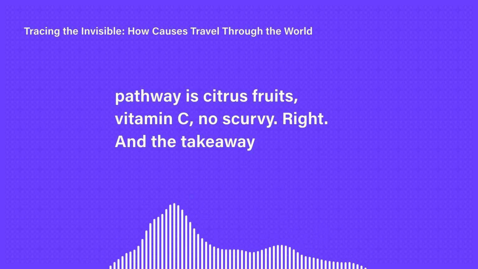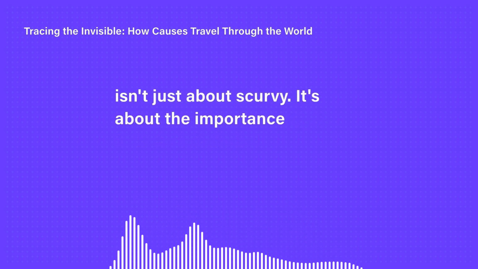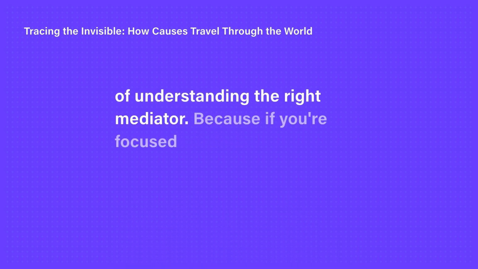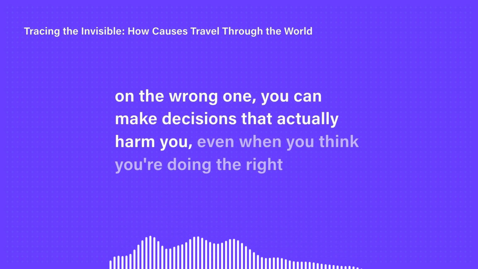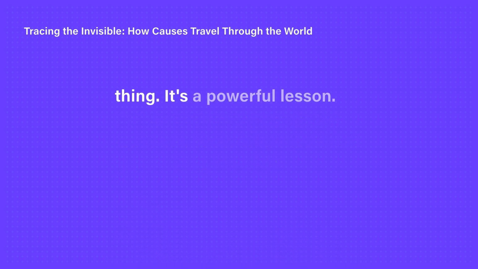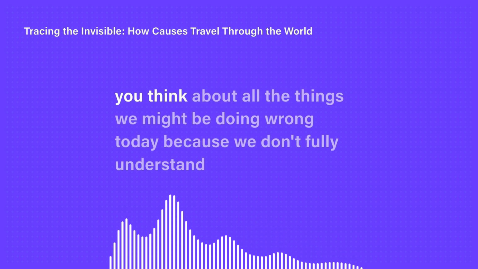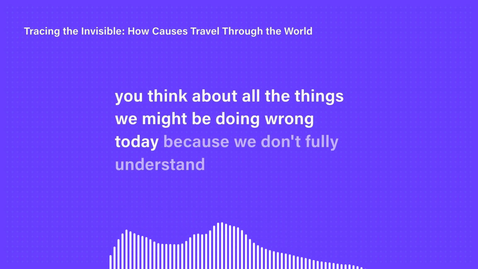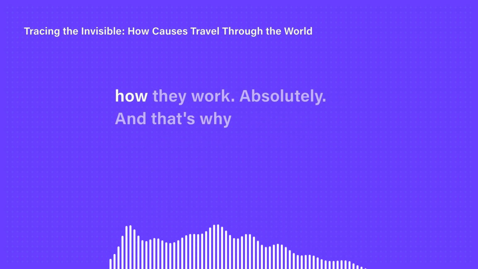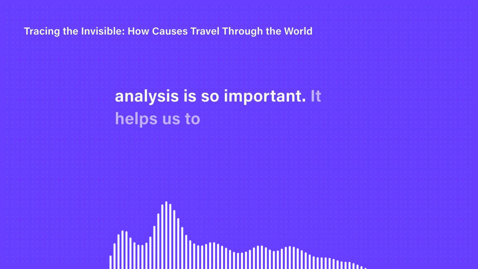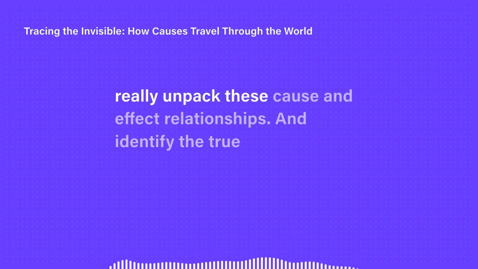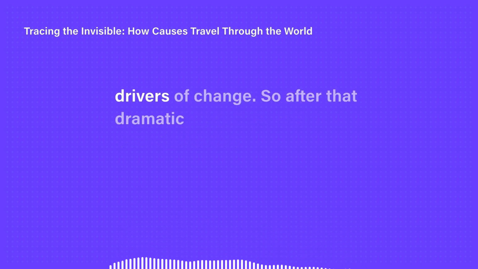Right. And the takeaway here isn't just about scurvy. It's about the importance of understanding the right mediator. Because if you're focused on the wrong one, you can make decisions that actually harm you, even when you think you're doing the right thing. It's a powerful lesson. You know, it makes you think about all the things we might be doing wrong today because we don't fully understand how they work. Absolutely. And that's why mediation analysis is so important. It helps us to really unpack these cause and effect relationships and identify the true drivers of change.